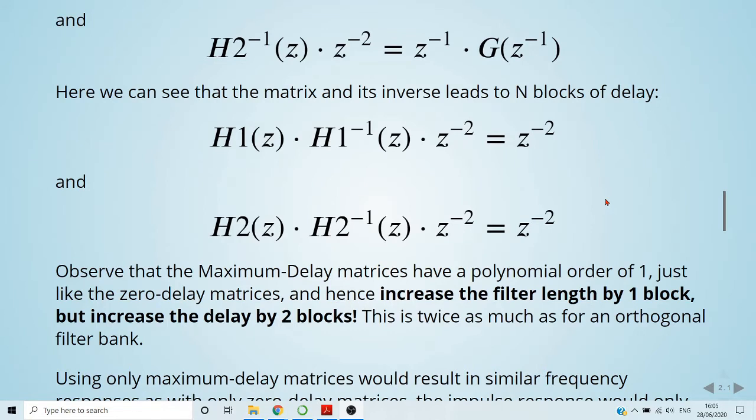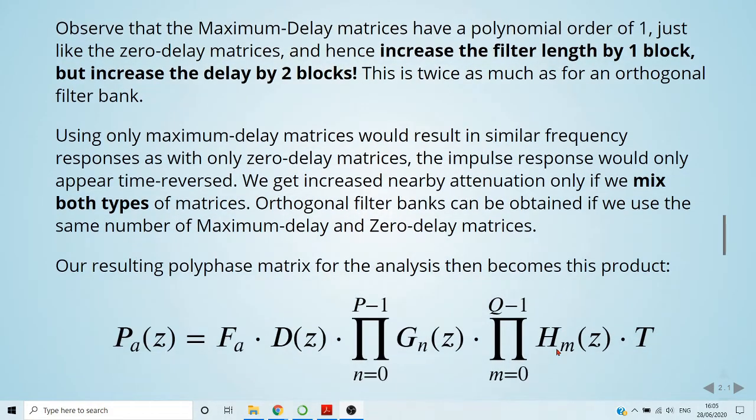Observe that the maximum delay matrices have a polynomial order of 1, just like the zero delay matrices, and hence increase the filter length by 1 block, but increase the delay by 2 blocks. This is twice as much as for an orthogonal filter bank. Using only maximum delay matrices would result in similar frequency responses as with only zero delay matrices. The impulse response would only appear time reversed. We get increased nearby attenuation only if we mix both types of matrices. Orthogonal filter banks can be obtained if we use the same number of maximum delay and zero delay matrices.